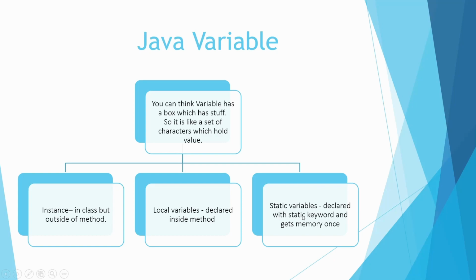Static variables: when you're declaring static, it gets memory only once and it is always declared with the keyword static. We will be doing more on the static keyword, because static has a lot of different meanings when you assign it to a variable or to a method. So we'll definitely do more on it in the upcoming tutorials.